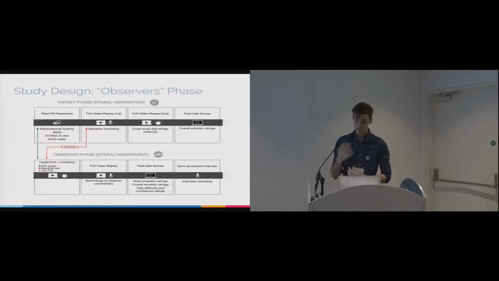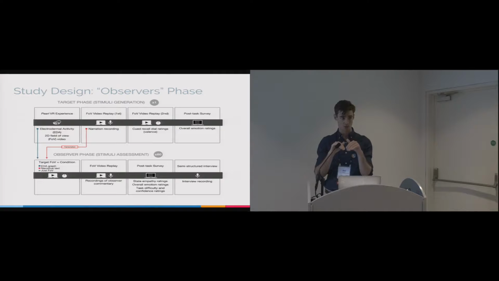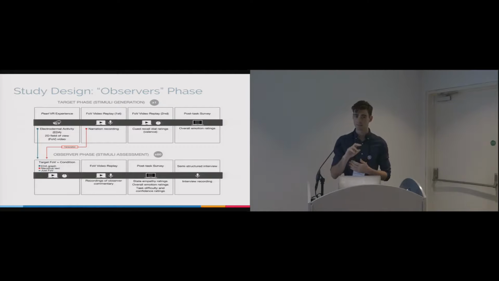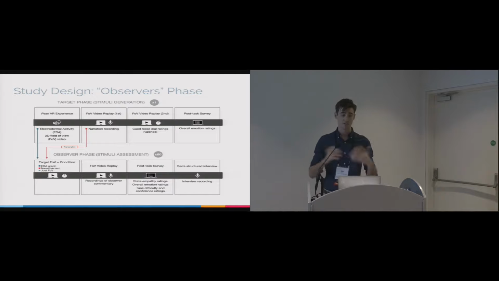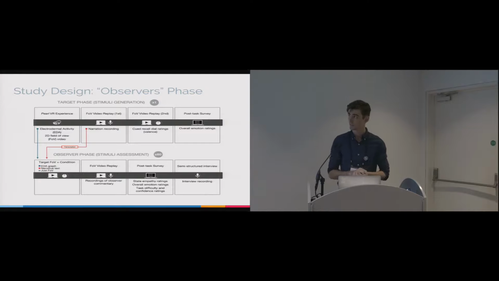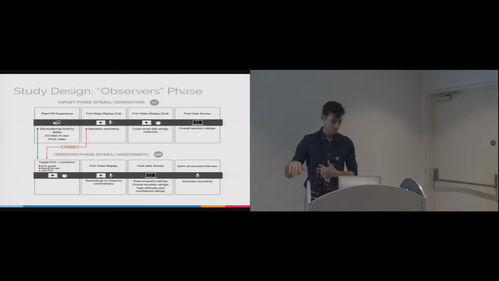After they did the VR portion, they watched the video that we recorded, the field of view video, and they narrated over it and described how they were feeling when they were in the VR experience. Then they watched that video again and provided dial ratings continuously on a valence scale, from very negative to very positive, of how they were feeling in each given moment of the video. Then they did some overall emotion ratings at the end, how they were feeling generally. We used that information to generate stimuli for phase 2, which is the observer phase.